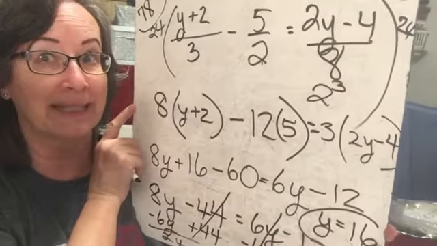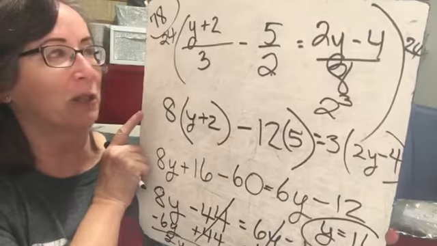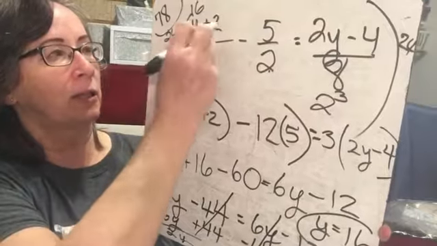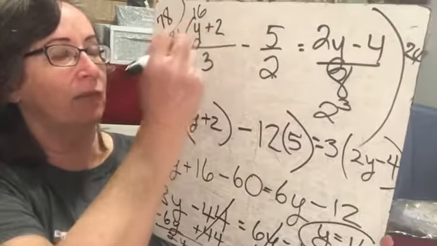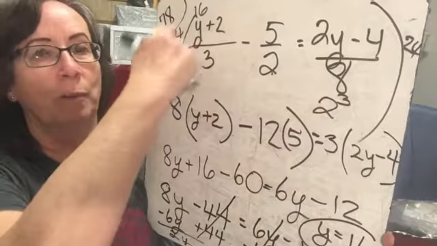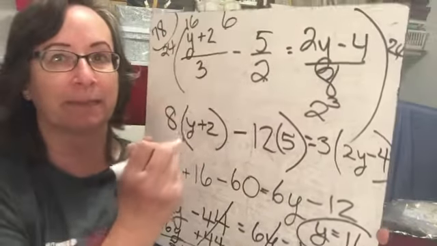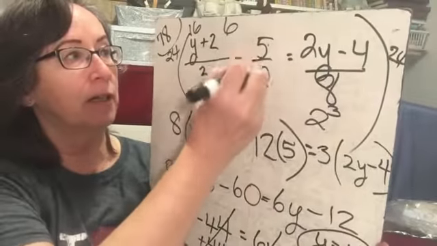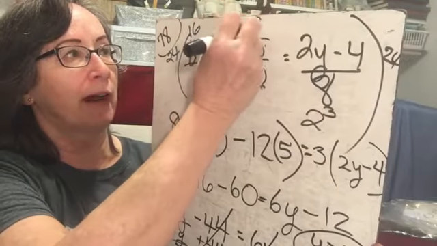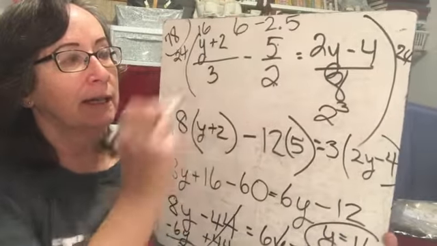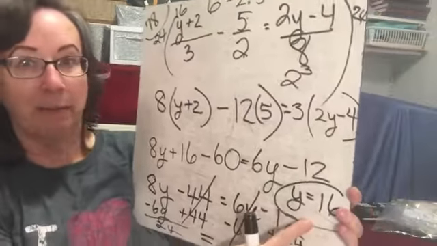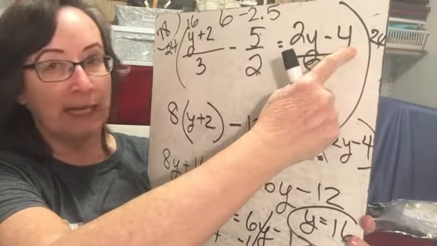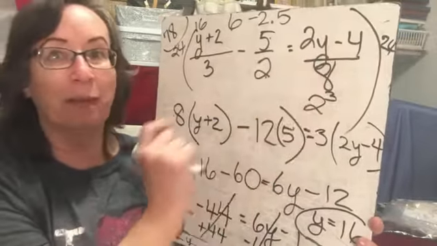I don't know. My book doesn't tell me, but I'm hoping that we solved it correctly. So 16 plus 2 is 18, and 18 divided by 3 is 6. So this whole big thing right here equals 6. And then 5 divided by 2 is 2.5. So 6 minus 2.5, we'll just change it to a decimal because they're easier. And then remember, 16 times 2 is 32. Take away 4 is 28. And 28 divided by 8.